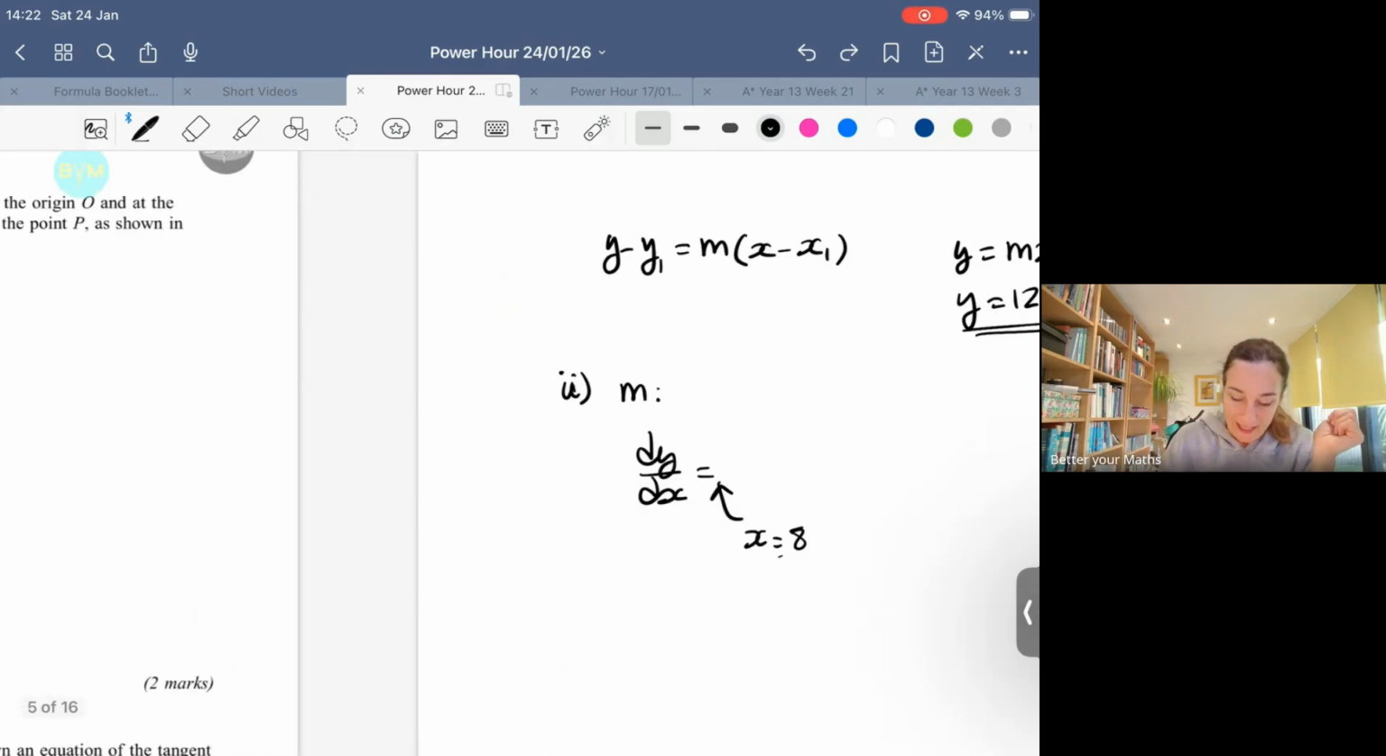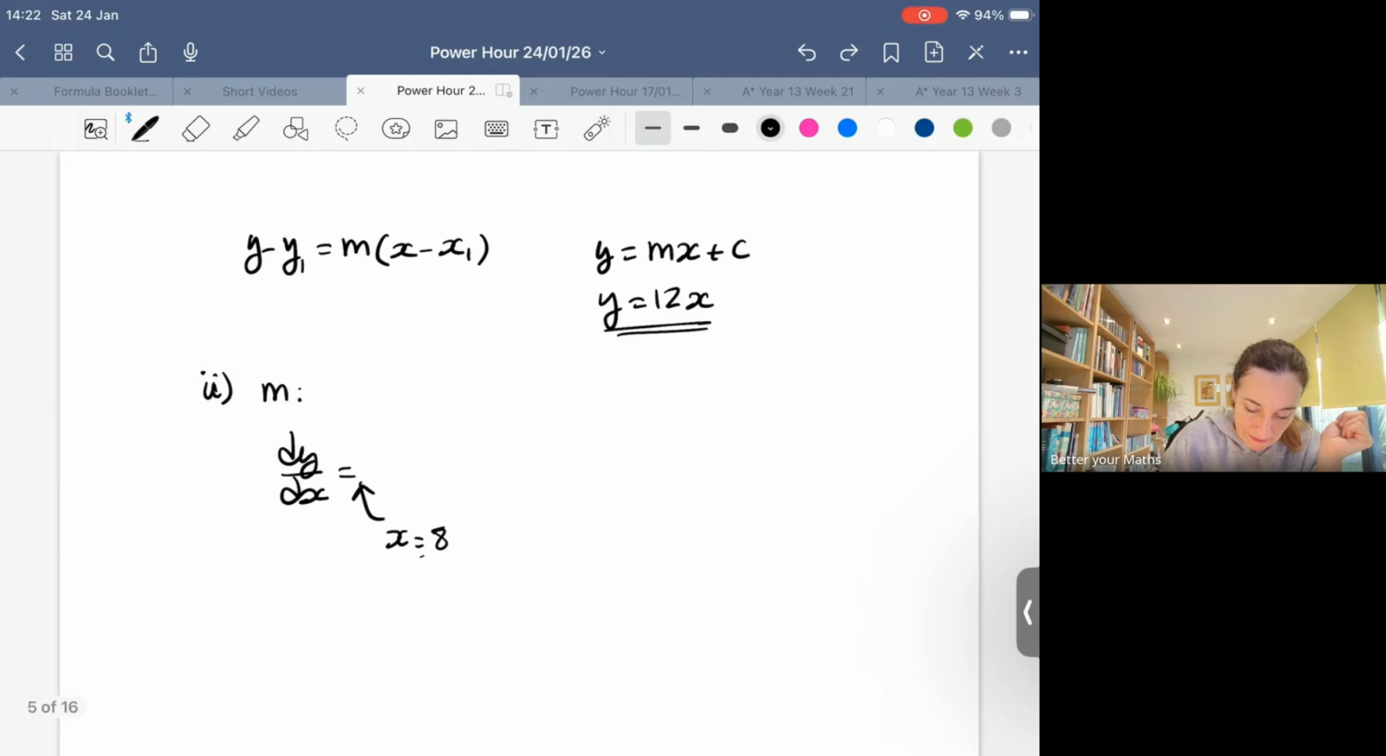So the derivative is this one, and what we are doing is x equals 8. And then we get minus 8. Did you get minus 8? Yeah, minus 8. That's the gradient. And the point was 8, 0. So the point A was 8, 0.